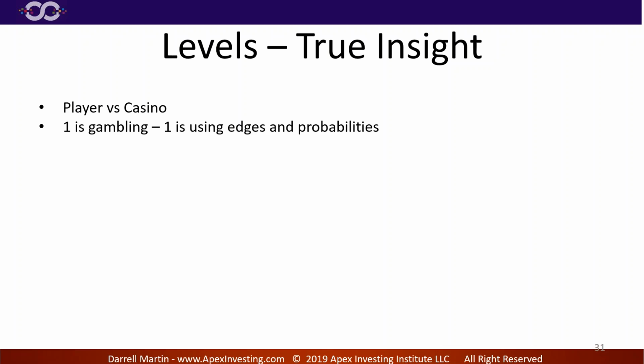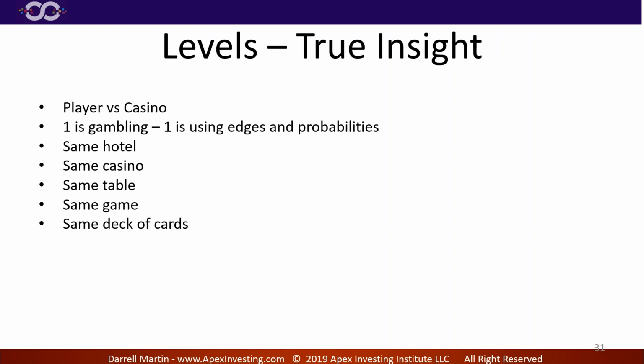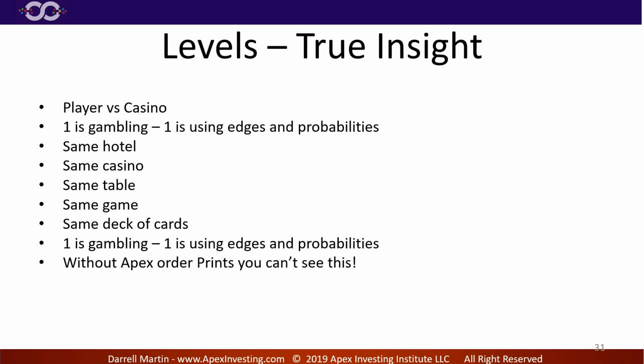They're playing the same game, right? Same hotel, same casino, same table, same game. And they do lose plenty, but they always net out a profit. Same deck of cards. One is gambling, one is using edges and probabilities. Without apex order prints, you don't get the edges and probabilities. And once you see it, you won't want to trade again without it.